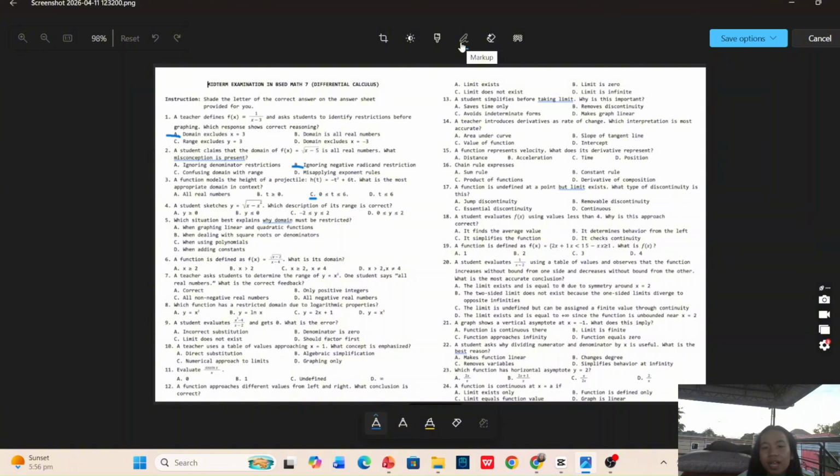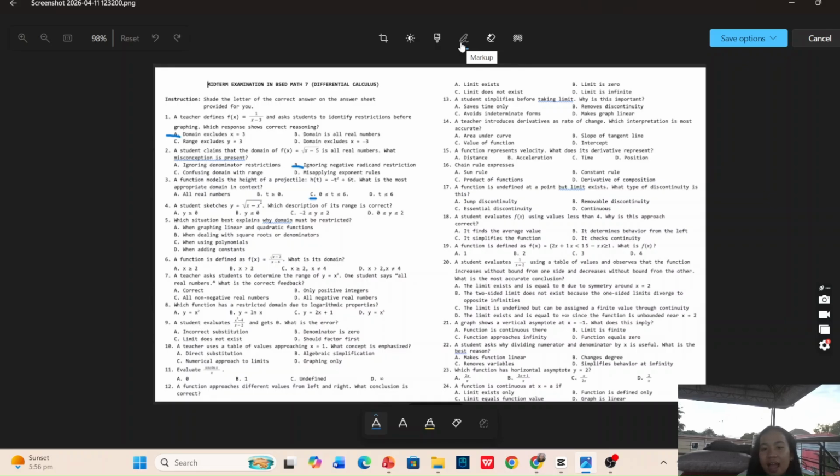Number 16. Chain rule expresses A. Sum rule. B. Constant rule. C. Product of function. Or letter D. Derivative of composition. The correct answer for number 16 is the derivative of composition because the chain rule, as far as I can remember, especially in the formula, shows a composite function. It is the derivative of a composite function, which is f of g of x, something like that, where a function is inside a function. And that is what the chain rule expresses.